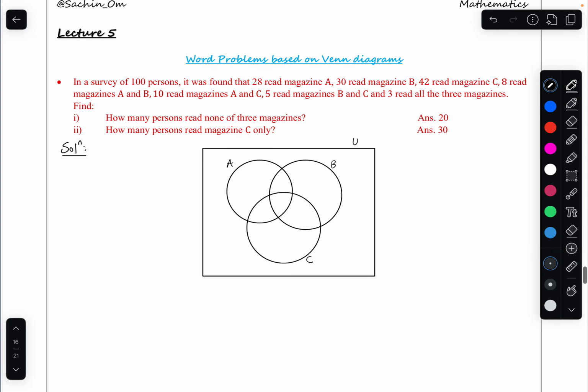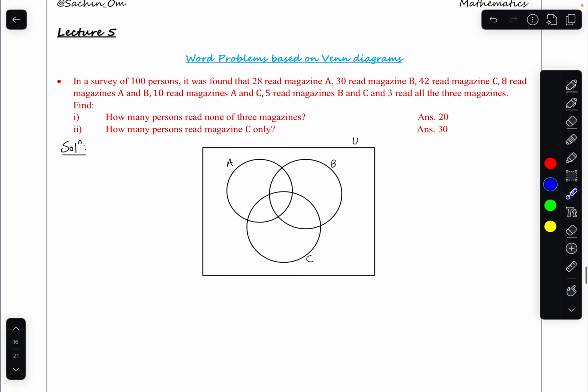The first one is there's a survey of 100 people and it is found that there are 28 people who read magazine A, 30 read magazine B, 42 read magazine C, 8 read A and B, 10 read A and C, 5 read B and C. There are 3 who read all the 3. In the first part, we are supposed to find the number of people who read none of the 3 magazines. In the second one, how many people are there who read magazine C only?